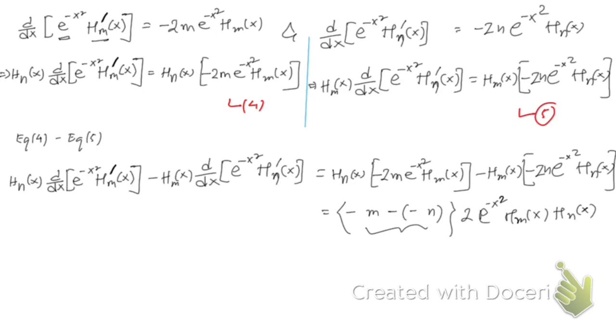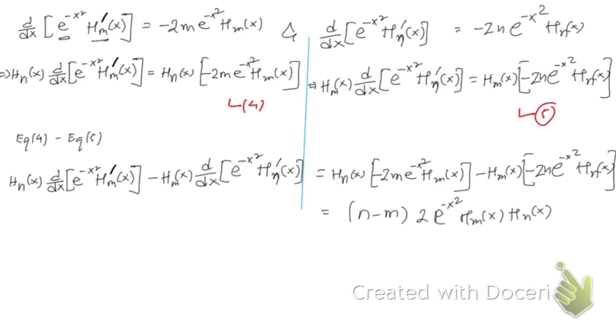Now this part here, minus minus plus, so we can make it minus m plus n. That means we can write n minus m, into this. Hope you have understood this. Now let me integrate.